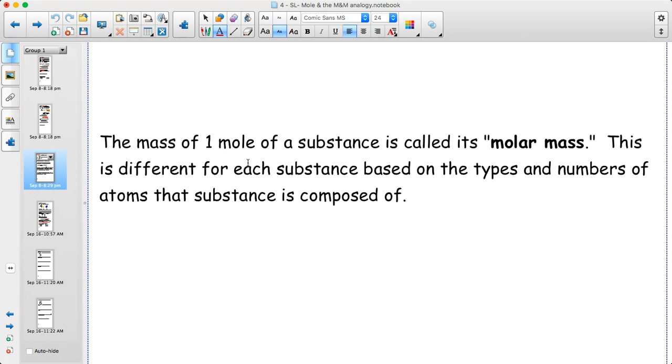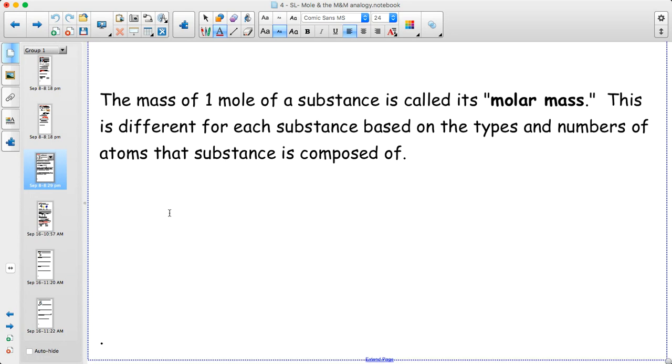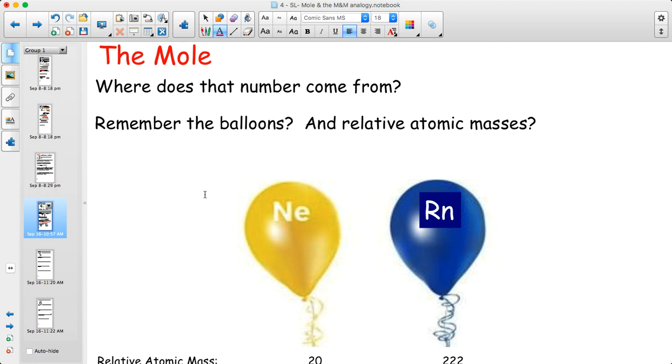We're also going to get, actually more often, using conversions between moles and mass. And so every substance, when you have a mole of it, it has a particular mass in grams that's known as its molar mass. It's different, obviously, for each substance depending on what it's made of. So to finish off, where does that number come from?